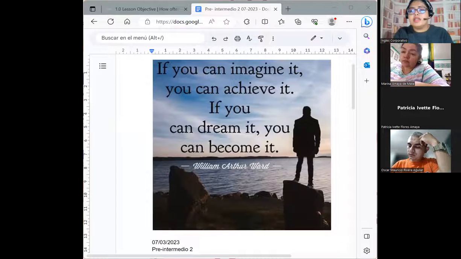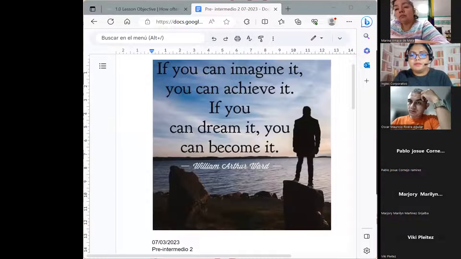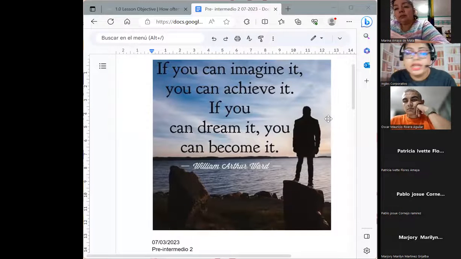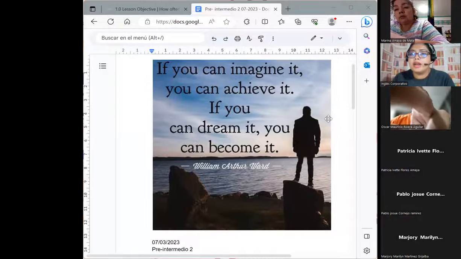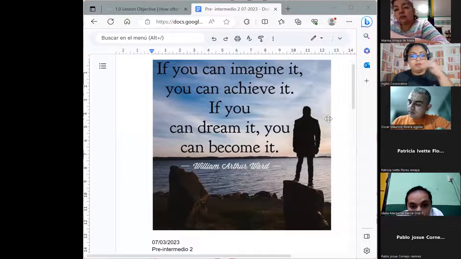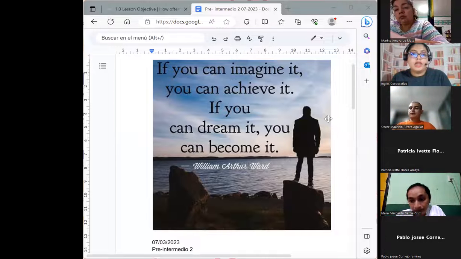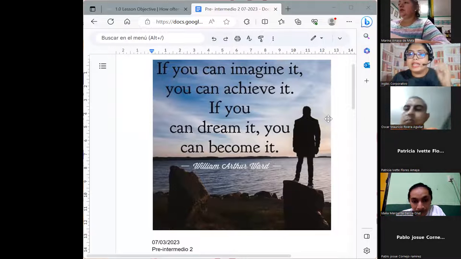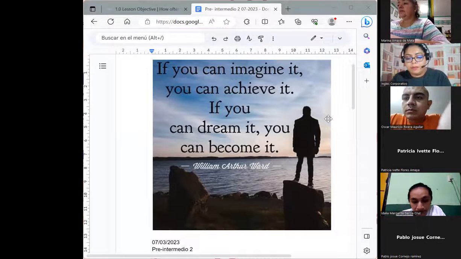Okay, this is the document in which we're going to work. And we have the phrase for today. It says, if you can imagine it, you can achieve it. If you can dream it, you can become it. So in this case, if we can imagine something, we can go to that place and make that dream come true. And if we can dream about something, we can become that version of the dream. So we can achieve every goal that we have.